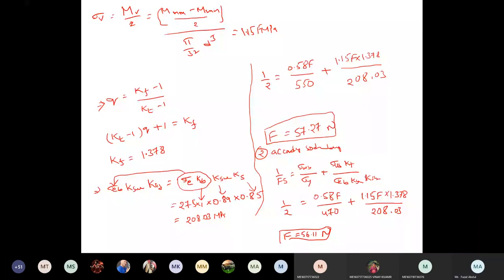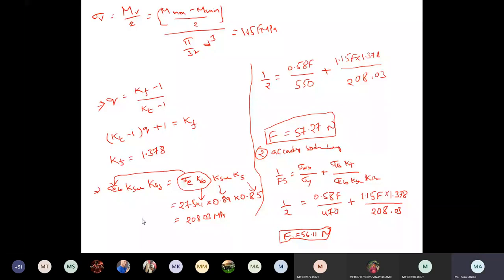Very good. Now after getting the two values, according to the Goodman relation we got 57, according to Soderberg we got the 56 value. Between these two, which one has the larger value? The larger one is according to the Goodman relation. So that comment you need to write: the larger value of the two values we have, 57.27. Goodman relation will give the satisfactory results. Like that comment you need to write.